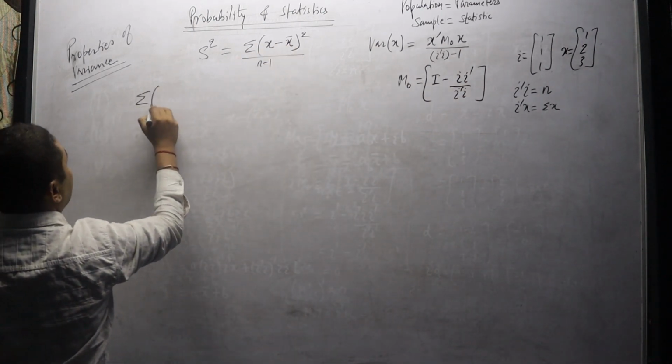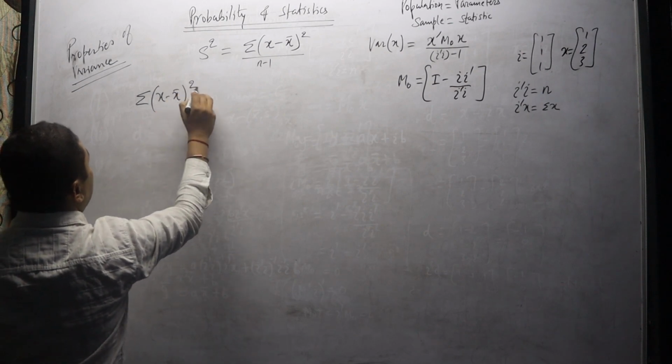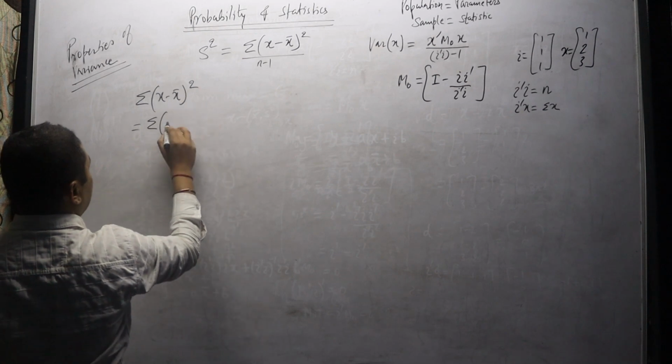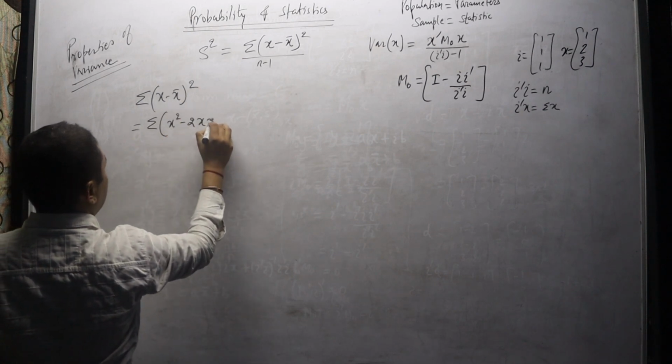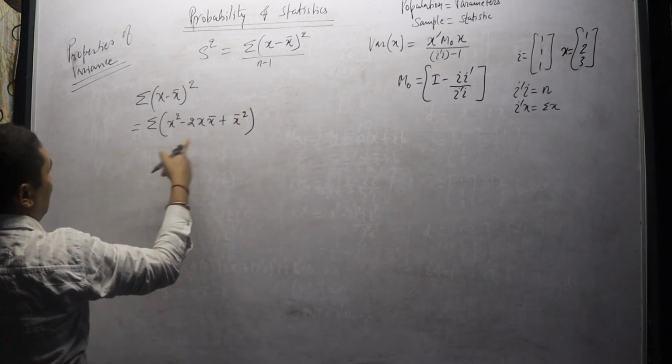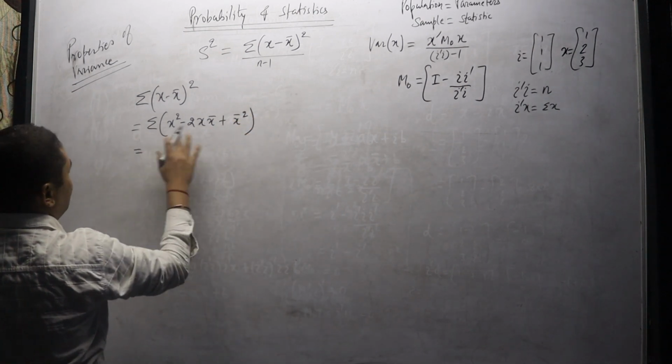Let us say the summation of (x minus x bar) whole square, and let us expand it further. So what do we get? The summation of, this is (a minus b) whole square, which is a square minus twice a b plus b square, and let me write it as x square. And let us operate the summation rule.